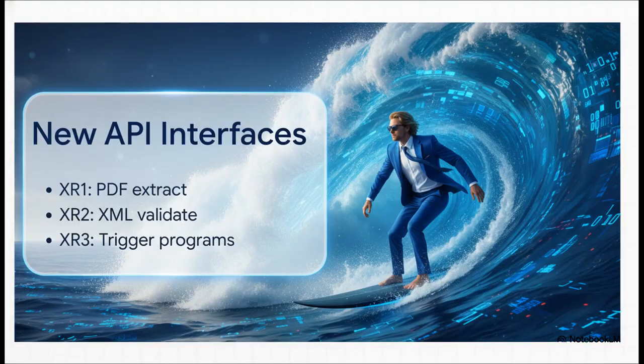For the IT professionals out there looking to build fully automated pipelines, transfer data now packs some seriously powerful internal API interfaces. XR1 analyzes PDFs and extracts embedded XML automatically, which totally eliminates the need for manual pre-checks. XR2 handles your XML validation, instantly checking mandatory fields and flagging errors. And XR3 triggers your own custom user programs the exact second an analysis is successful, passing along all the necessary file paths and parameters. It's automation at its finest.